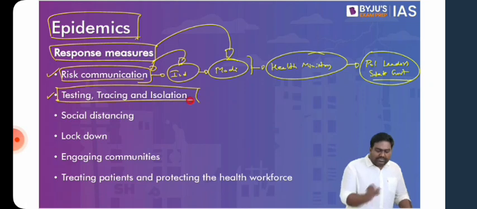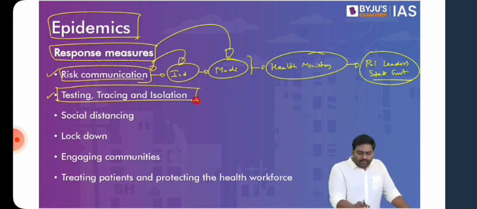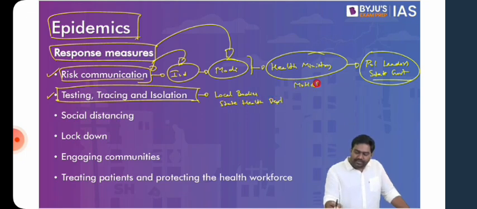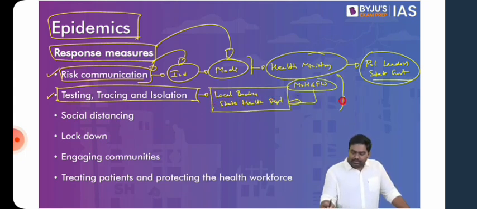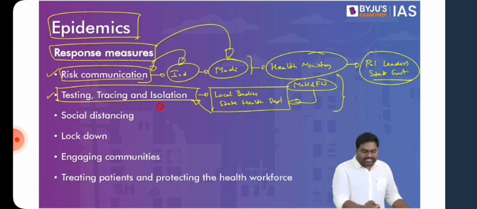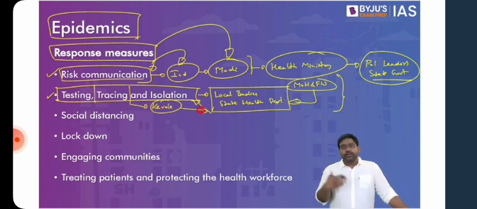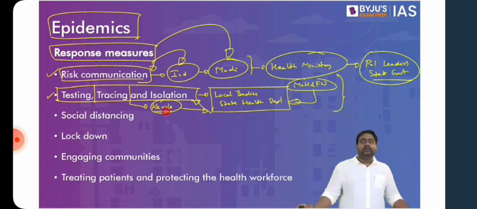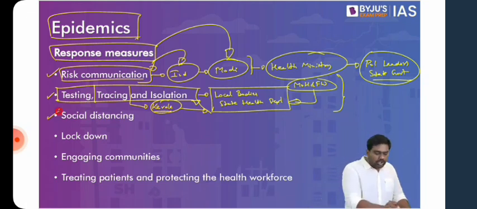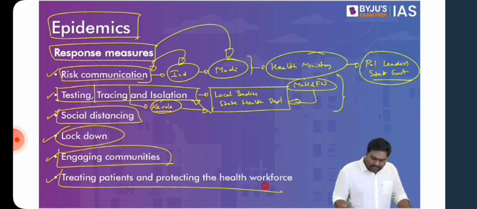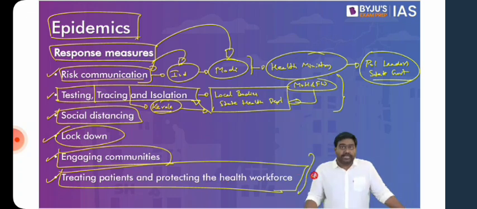We scaled up our testing, tracing, and isolation mechanisms, especially at the local level, the local bodies, the state health departments, the Ministry of Health and Family Welfare. They all implemented the required protocols and tried implementing contact tracing. Kerala especially has a well-established track record in contact tracing because Kerala has seen many spreads of infectious diseases. It has a very efficient contact tracing and quarantine protocol in place. Right? So this is a key measure along with social distancing, lockdowns, engaging the community, and of course treating the patients and protecting the workforce, the healthcare workers and police.